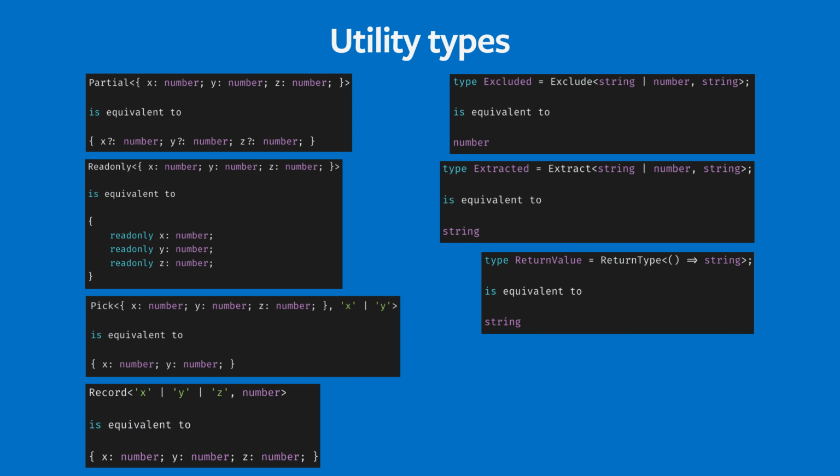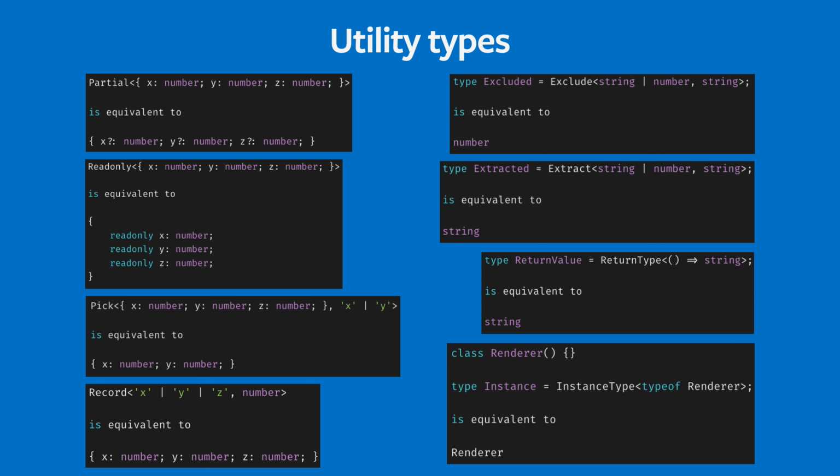Next one is ReturnType. It allows you to get a type based on some function's result. In this case, they just use a dummy arrow function, but you can use a function with some logic and so on. And the last one is InstanceType. It allows you to get a type from a class or from an instance.